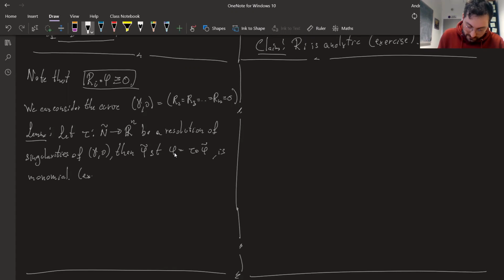So I'm also going to leave this lemma as an exercise. It's also very simple. But then let's look at the case that Q is general.